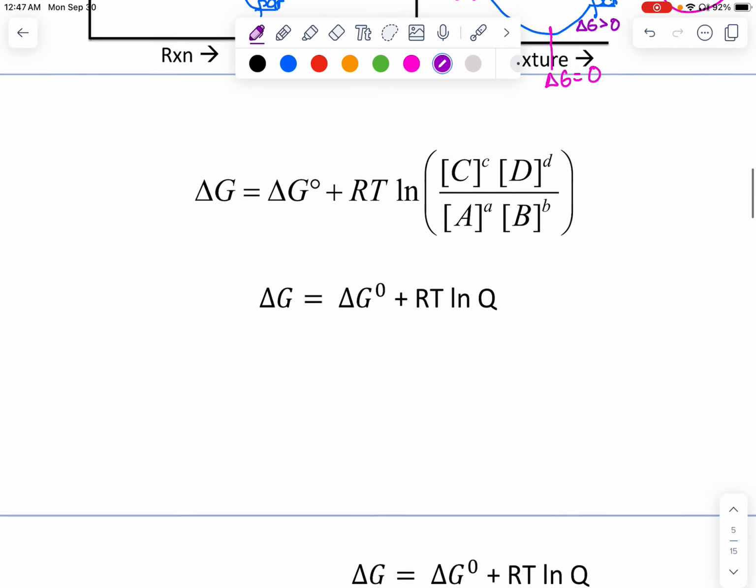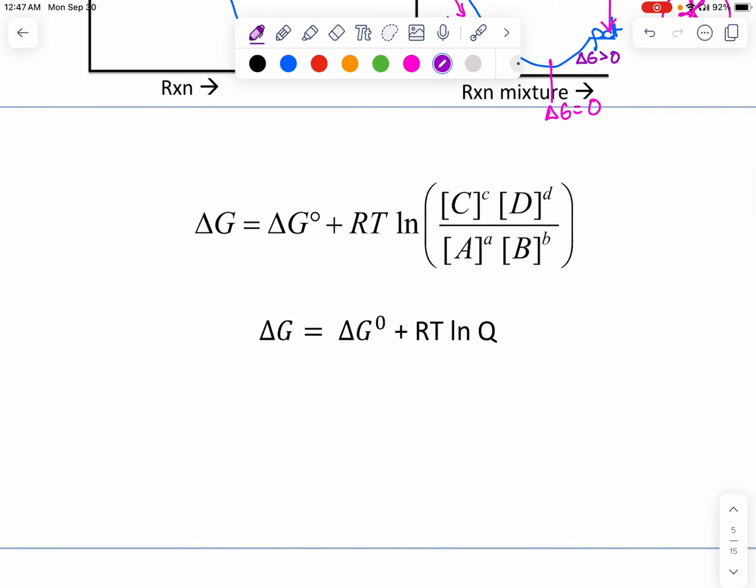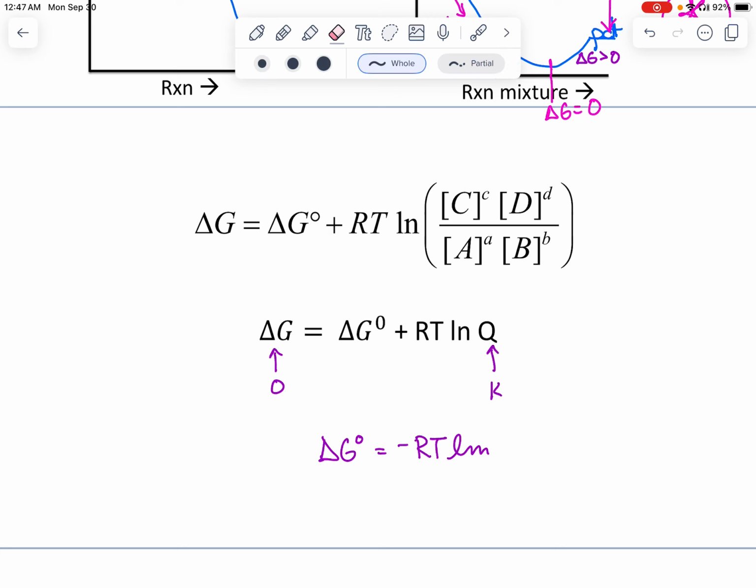Doing a little math, we know that at equilibrium, delta G is 0 and Q is K, and so we have this equation, with the natural log of K.